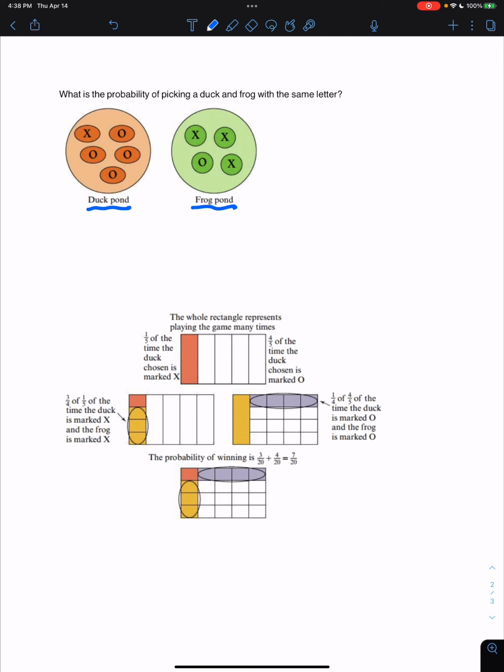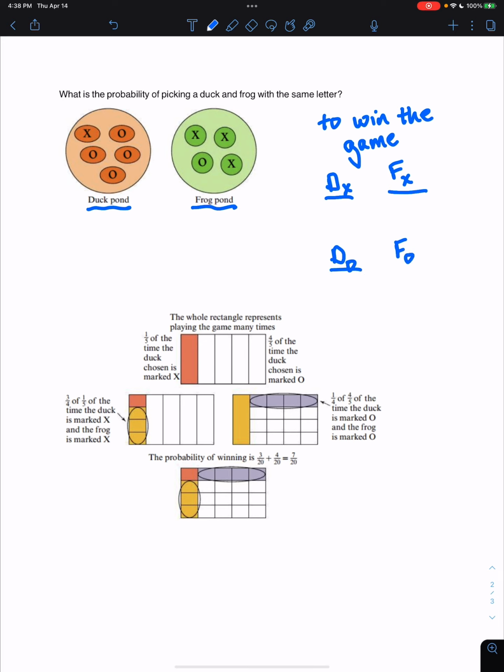So for this game, in order to win the game, we need to have either a duck with an X and a frog with an X, or we need to have a duck with an O and a frog with an O. So we need to have both the duck and the frog to have the same letter.